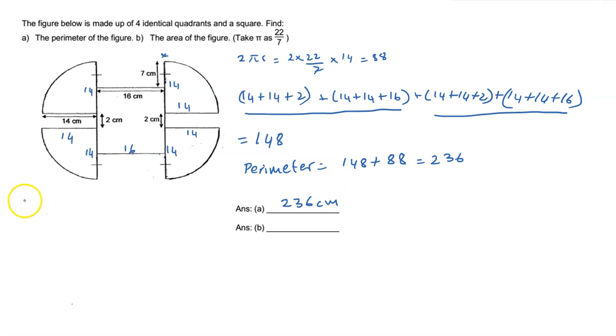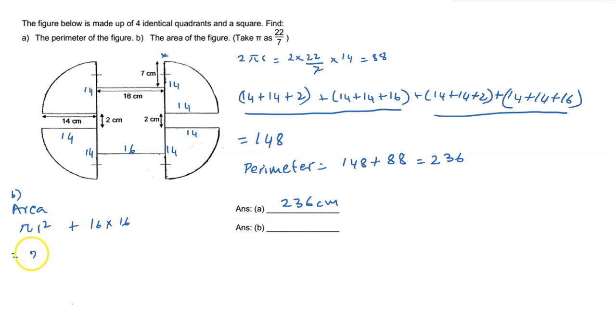So now we'll talk about the area. Let's say part B, area. Now we have 2 figures here. We have a circle and we have a square. So the area of this figure is the area of a circle plus the area of a square. So the area of a circle is pi r square. The area of the square is 16 times 16.